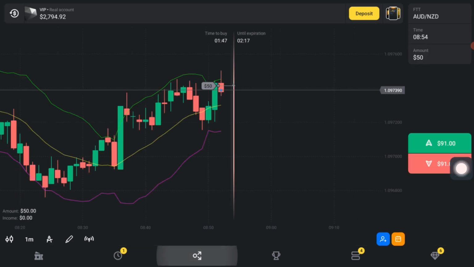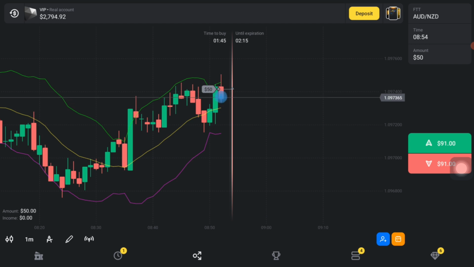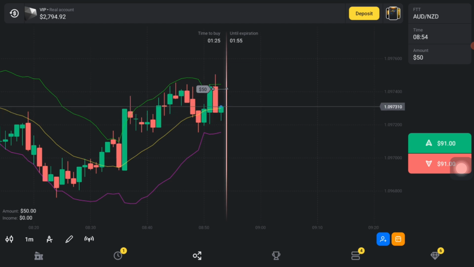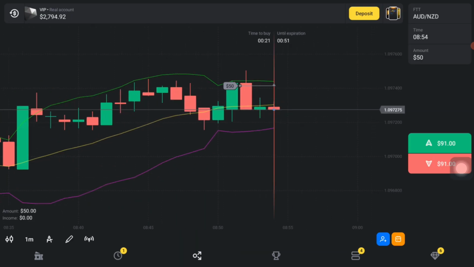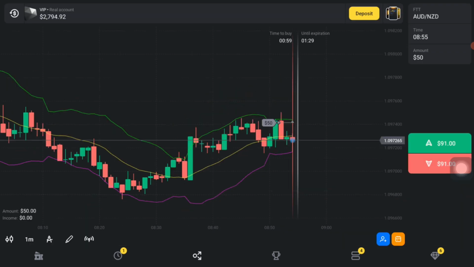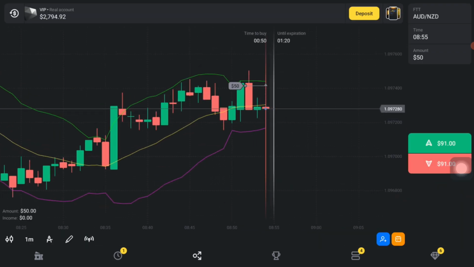Remember, we are going to be placing 3 trades using this indicator, and we are going to see the result we are going to get at the end of the day. So right now let's go ahead and observe it and see what's going to be the final result. Let's just take it that we have placed our first trade.